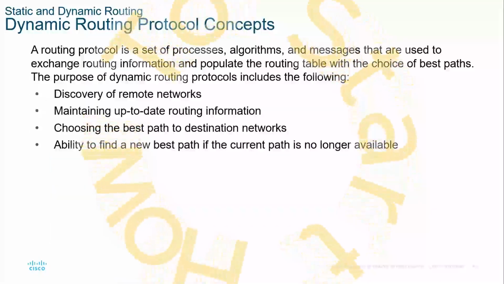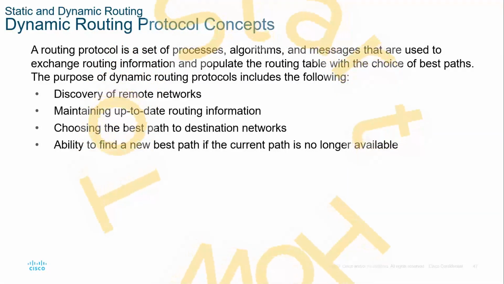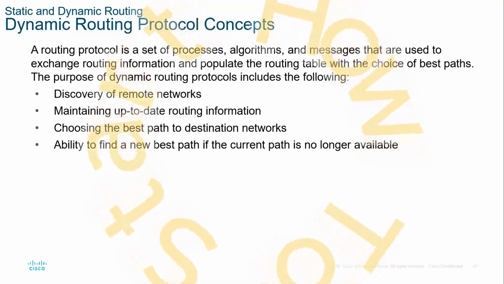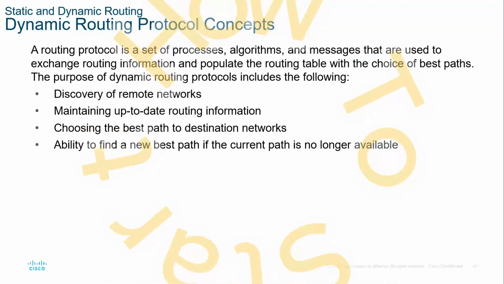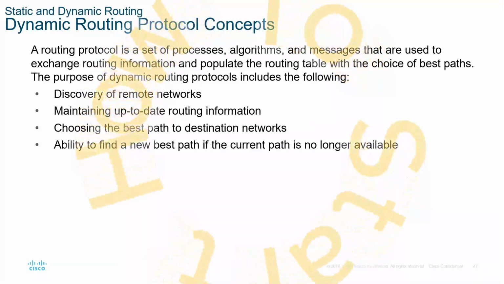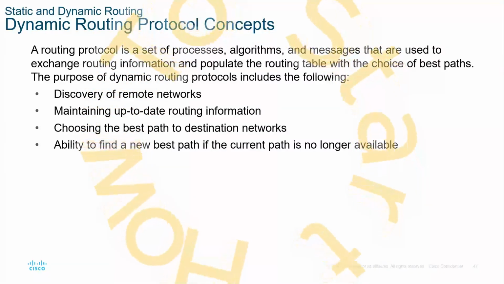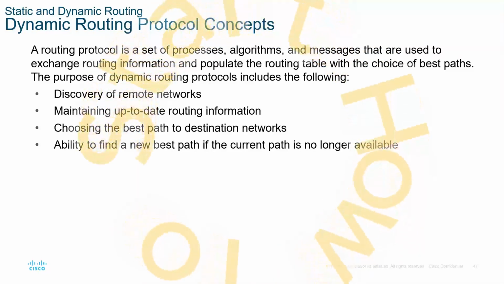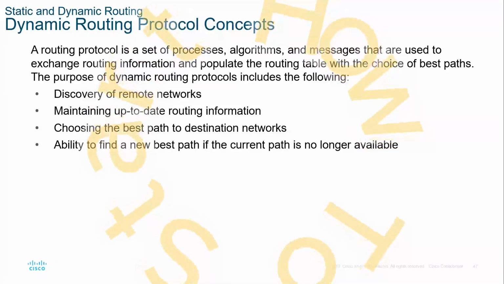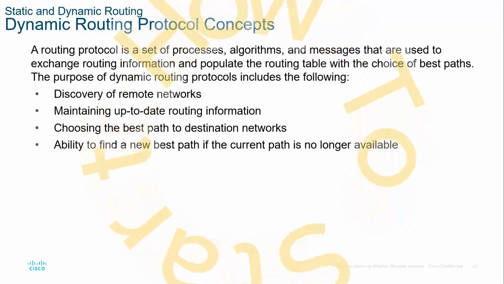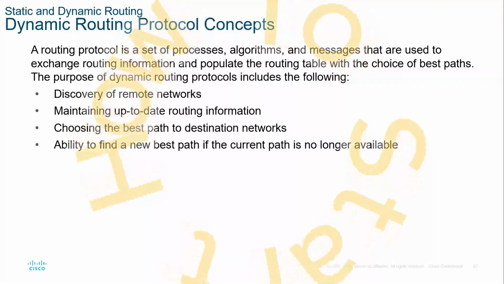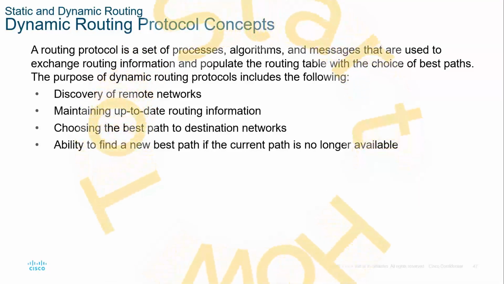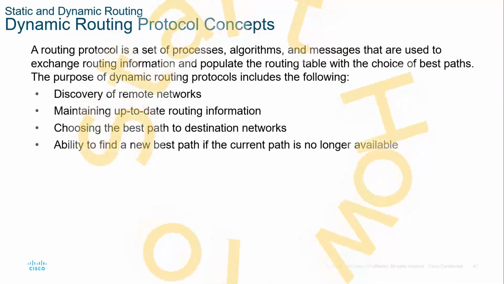So moving on, a routing protocol is a set of processes, algorithms, and messages. Basically, it is the standard or structure that will be used to exchange route information. How do Router 1 and Router 2 exchange information? The routing protocol will define the rules that will be used to exchange that information. How do we discover remote networks? How do we discover when there's a change? How do we discover when to update one another? How do we choose the best path? Things of that nature will be defined by that routing protocol.